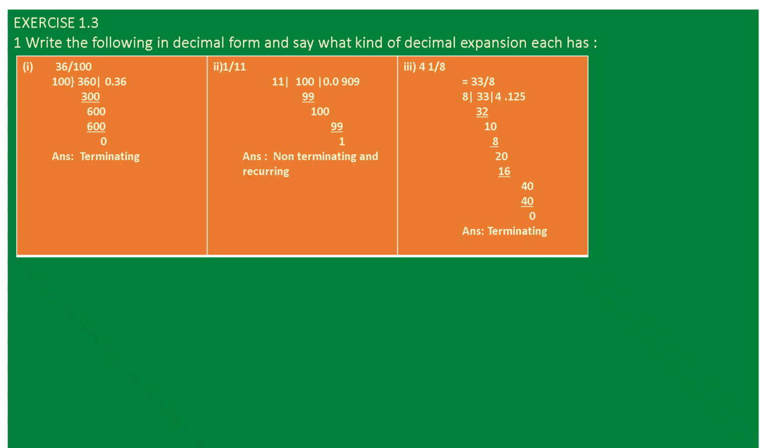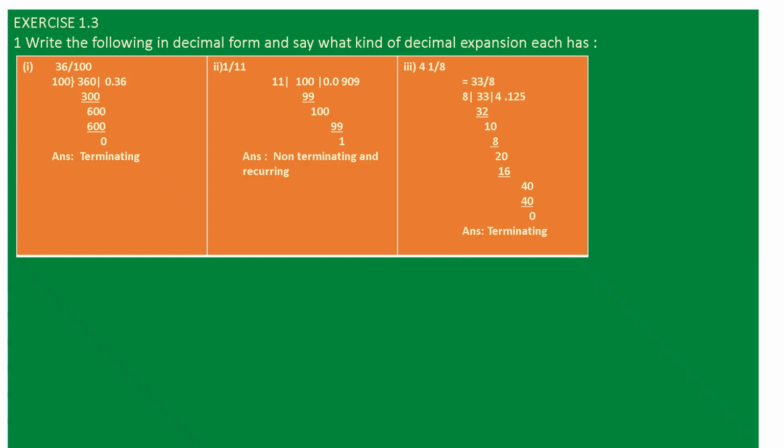In Exercise 1.3, we need to write the following in decimal form and say what kind of decimal expansion each one is. 36 by 100 is a case of terminating. Why? Because the remainder becomes 0. Sum number 2, 1 by 11, is a case of non-terminating and recurring. Why? Because the remainder never becomes 0.